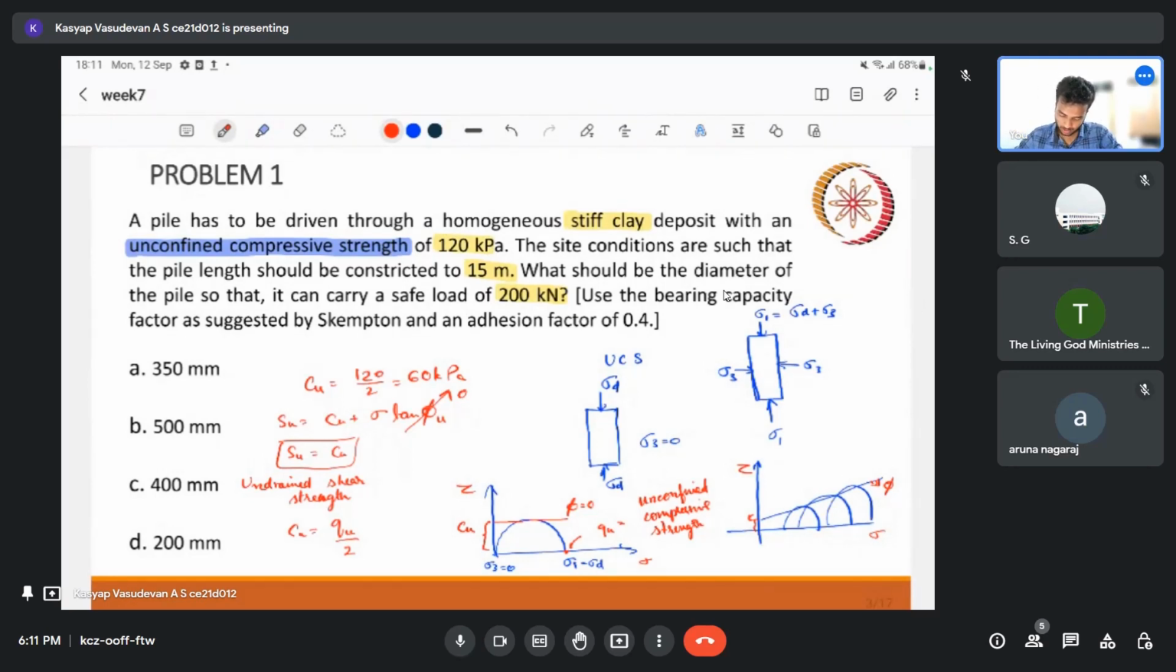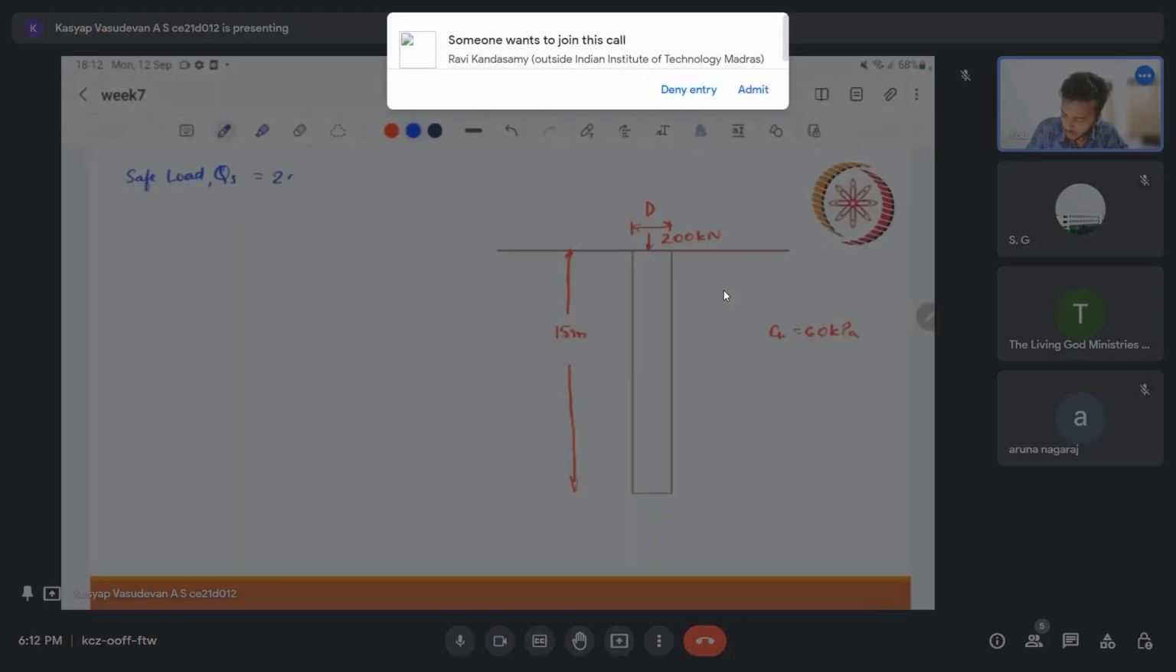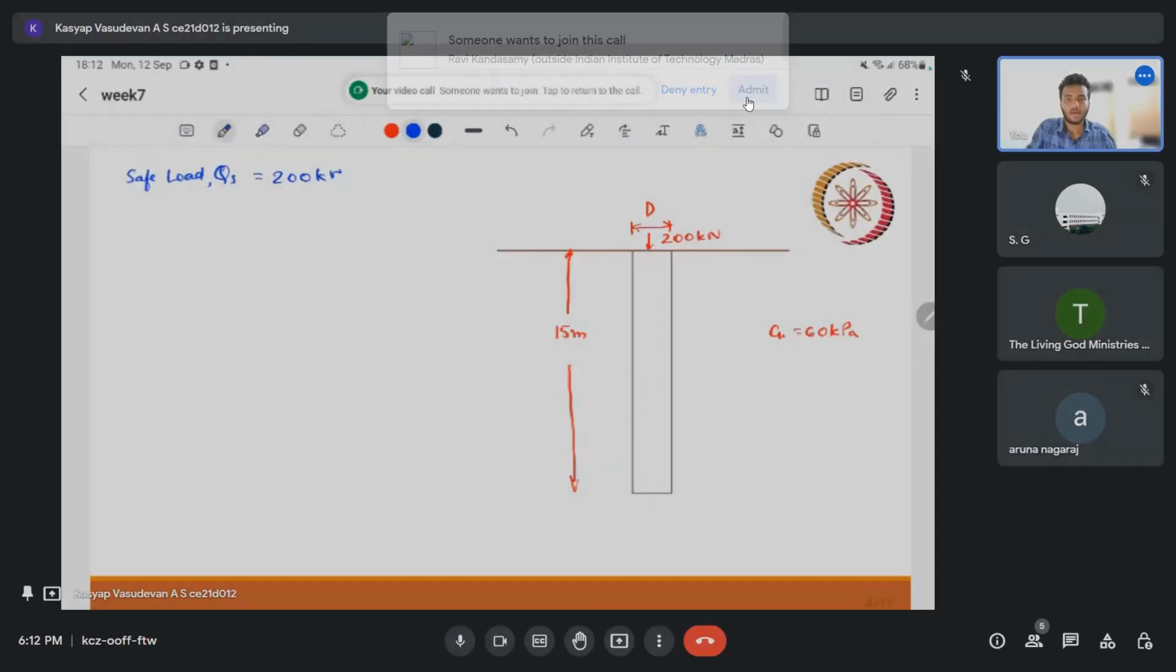We have a pile with unknown diameter. We can take the length as 15 meters. We have Cu equal to 60 kPa, that is 120 by 2, and what else? We know that the load is 200 kilonewton. But here there is a catch. They have given the safe load. So the safe load is Qs equal to 200 kilonewton.